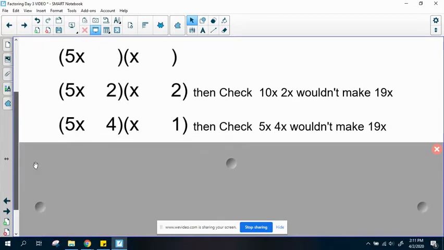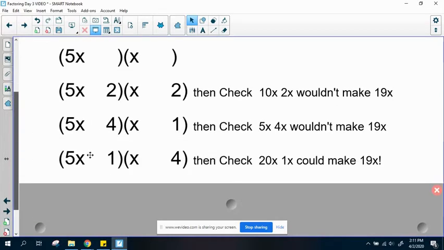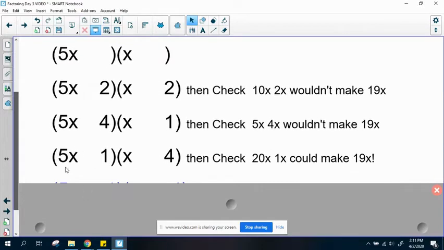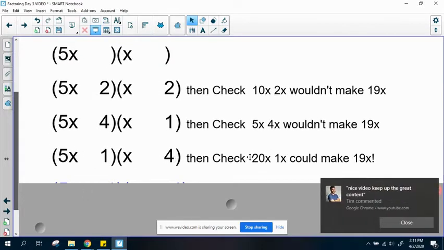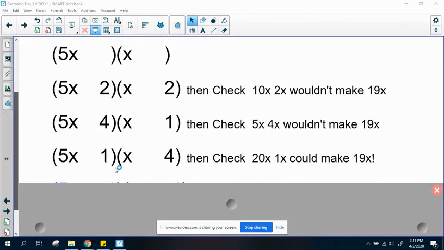So naturally, I'm going to switch the 1 and the 4. Okay, so then here is where I get 5 times 4 is actually 20, and 1 times x is actually 1x. And if I had a 20 and a 1, I totally could get 19 if I made this 1 negative and I made this 20 positive. So that's how you kind of figure out your symbols.